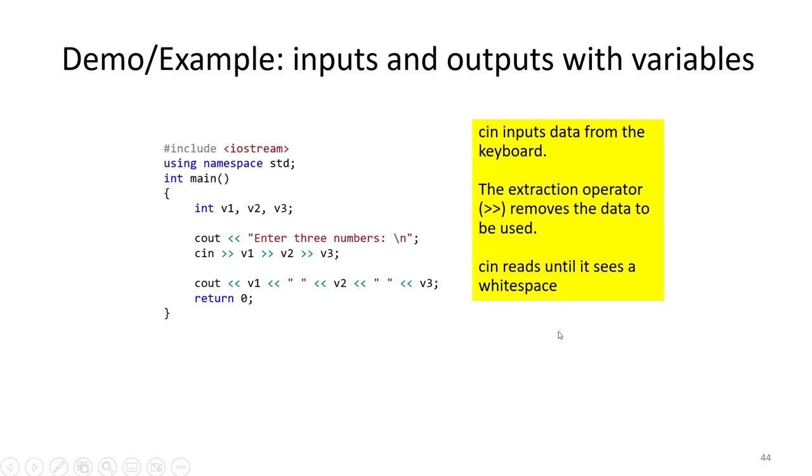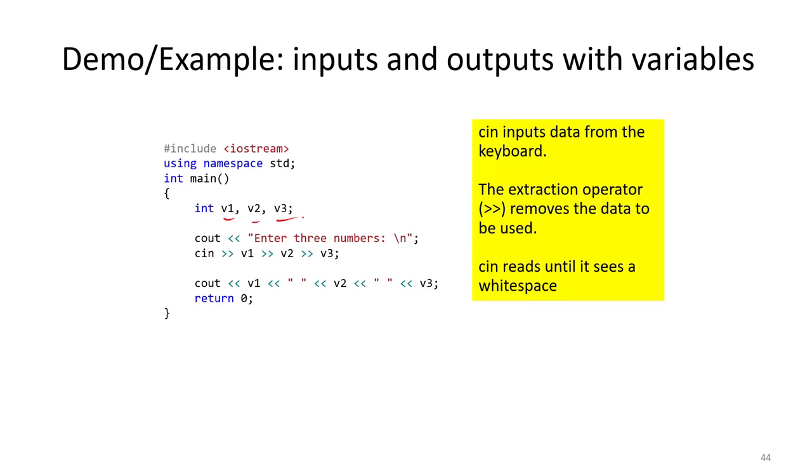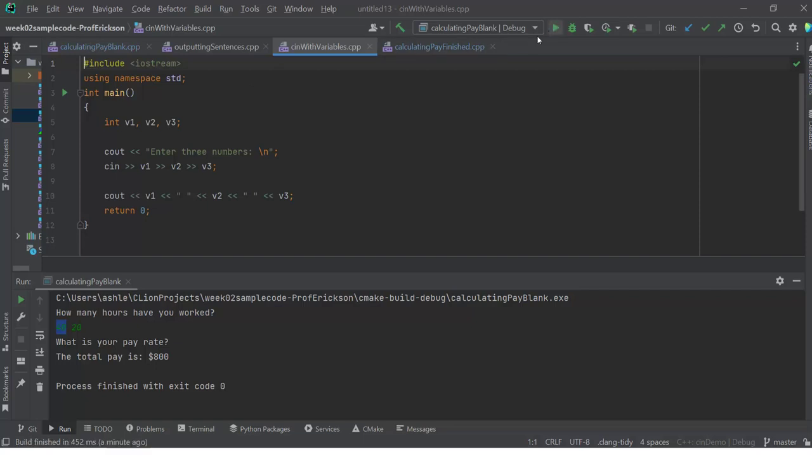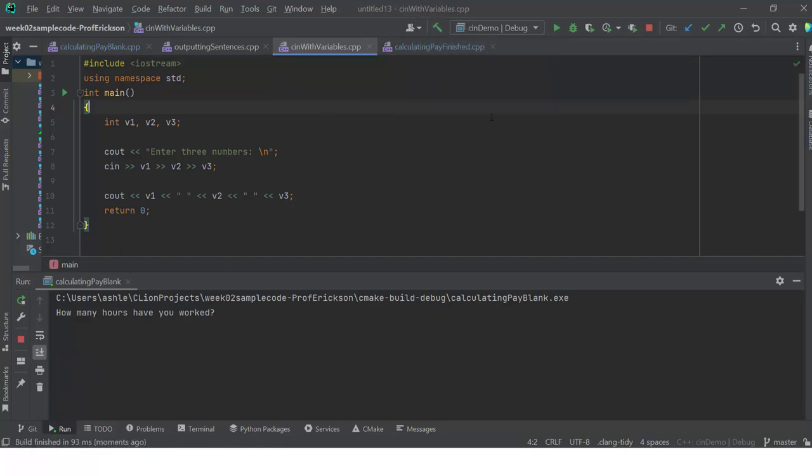Let's look at another example. So here's an example of cin inputting data from the keyboard. So notice we have three variables, v1, v2, v3. So it will read the three variables in order and then store them and output them back to the screen. So here I can go ahead and run this program. Oops, I need to just change up here. I'm going to change it so that it runs my cin demo. And you can see, cin demo, I'll click run, and see now I'm entering 3 numbers.